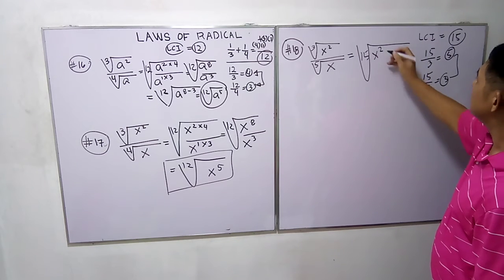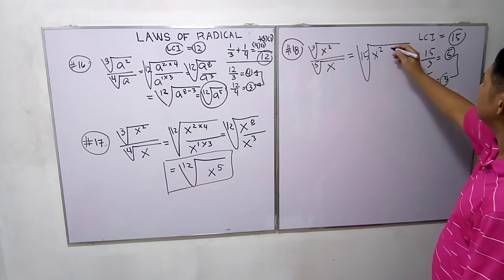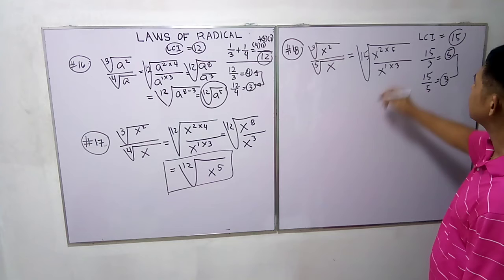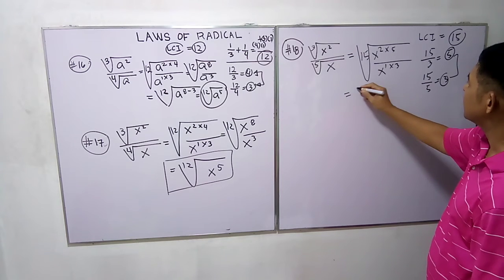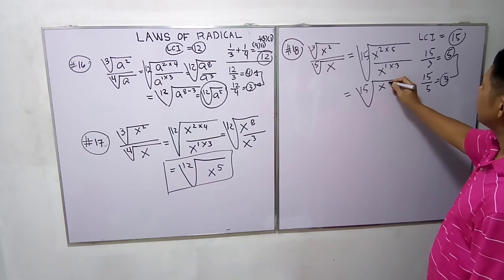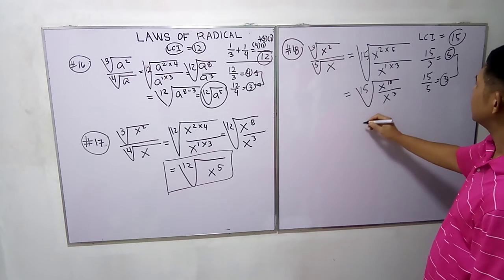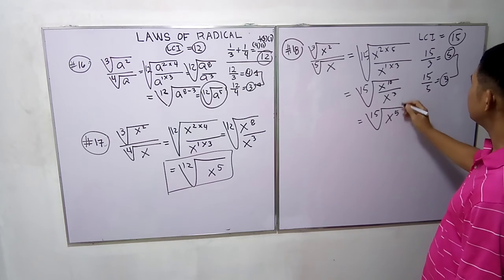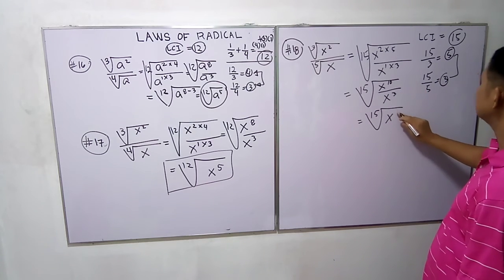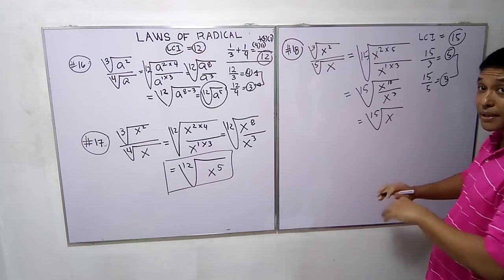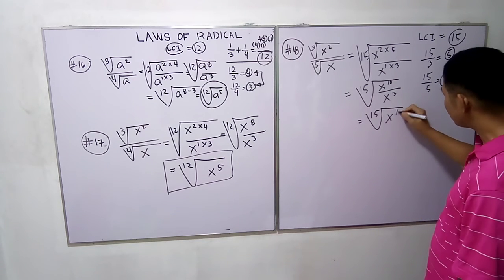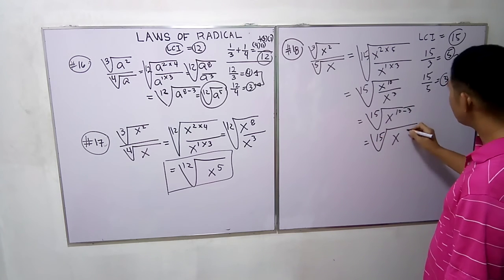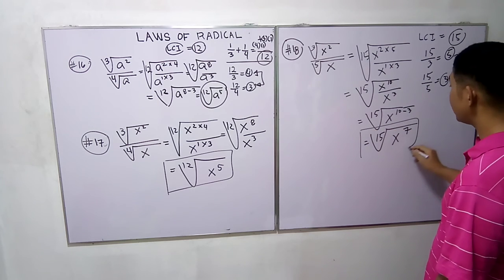So, etong x 2 times 5 over x 1 times 3. Mayari ay 15th root of x to the power of 10 over x to the power of 3. So, mayari ay 15th root of x to the power of 10 minus 3 is not 5 but 7. 10 minus 3. So, isulat na natin para malinaw. 10 minus 3. Therefore, 15th root of x to the power of 7. So, this is our final answer for number 18.